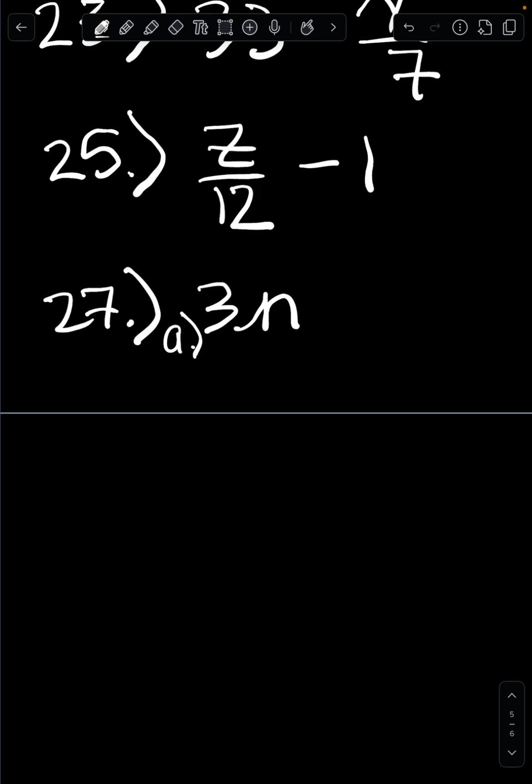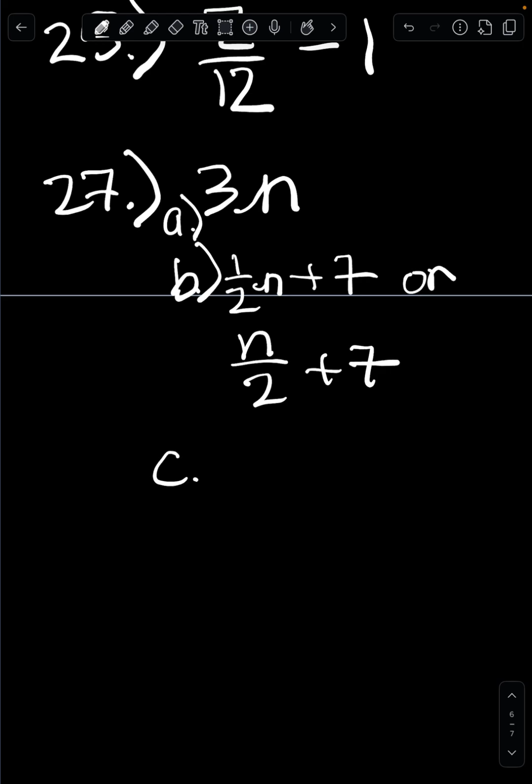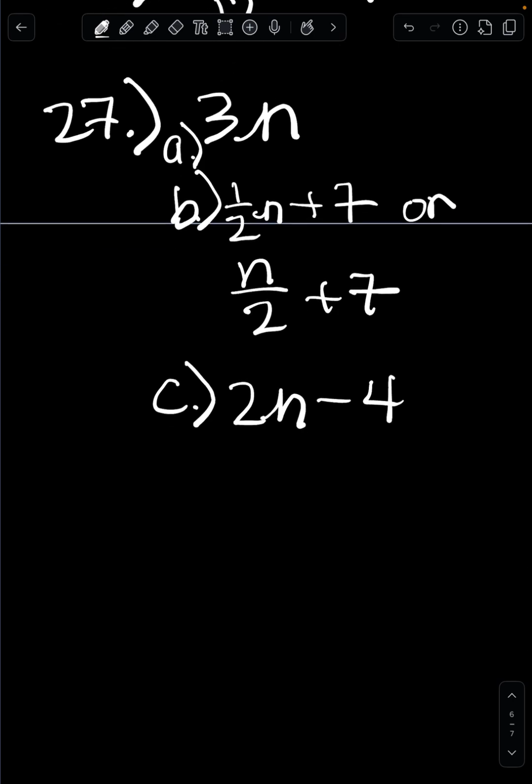This is A. Letter B is he hands out 7 more than 1/2 as many. Okay, so 7 more than is a plus 7 at the end, and 1/2 would be 1/2 N. Or you could write this as N over 2 plus 7. Letter C, he hands out 4 fewer than twice as many. So 4 fewer than is a minus 4 at the end, twice N. Let me see what's next.